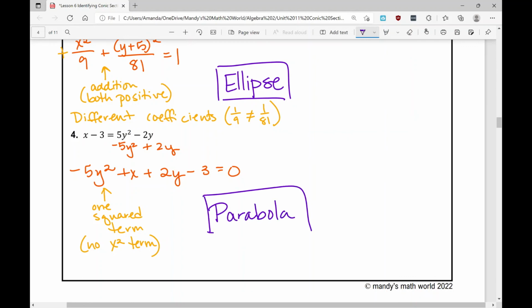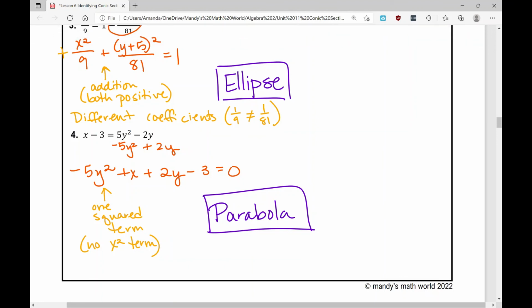And that's all you're doing today, is identifying conic sections. So make sure that all your squared terms are on the same side of the equal sign. Then you can work through your graphic organizer flowchart to determine, is this conic section a parabola, circle, ellipse, or hyperbola? And that concludes today's notes. I hope it was helpful.